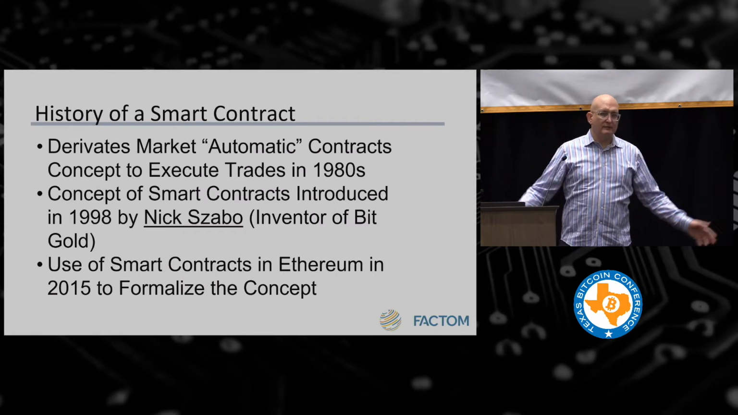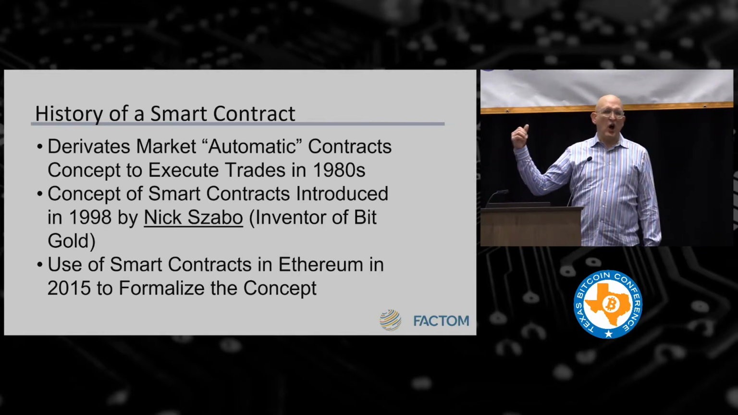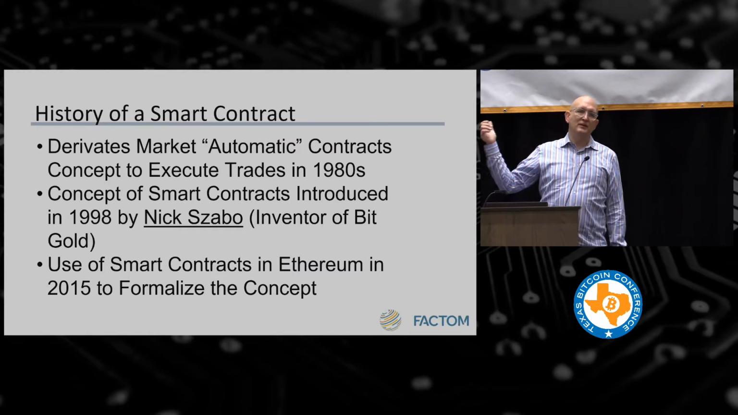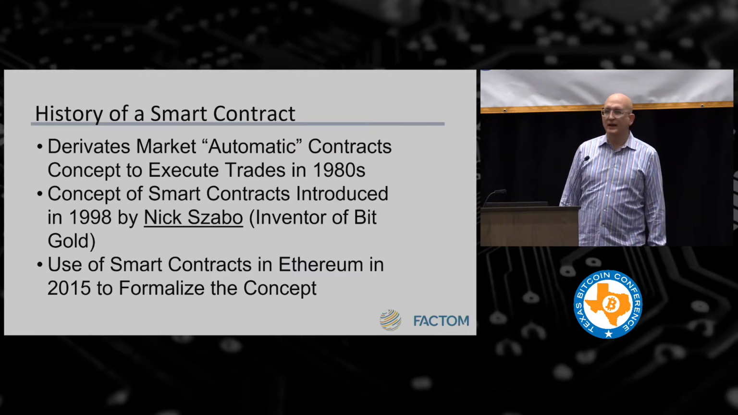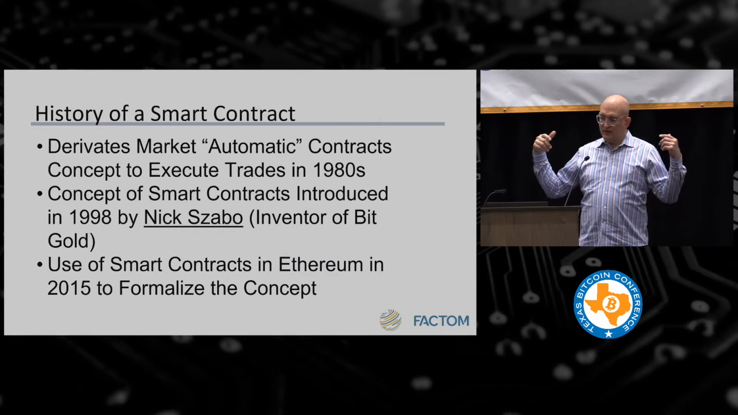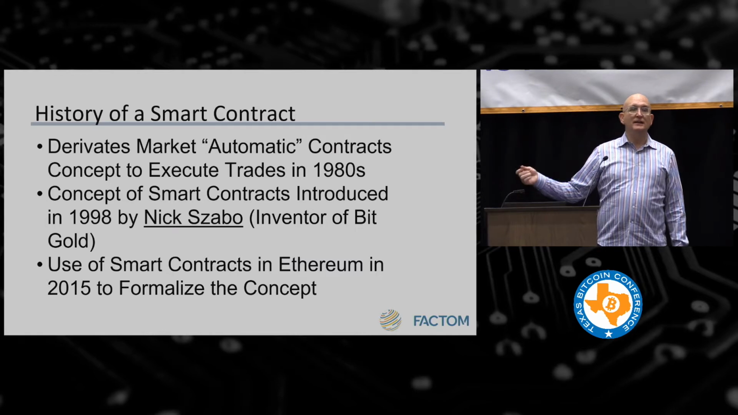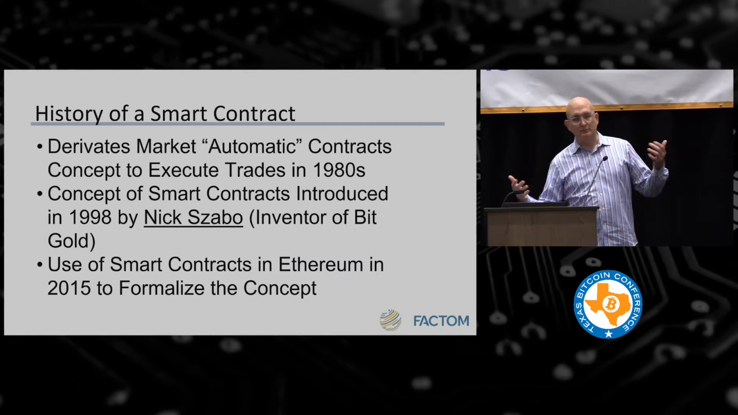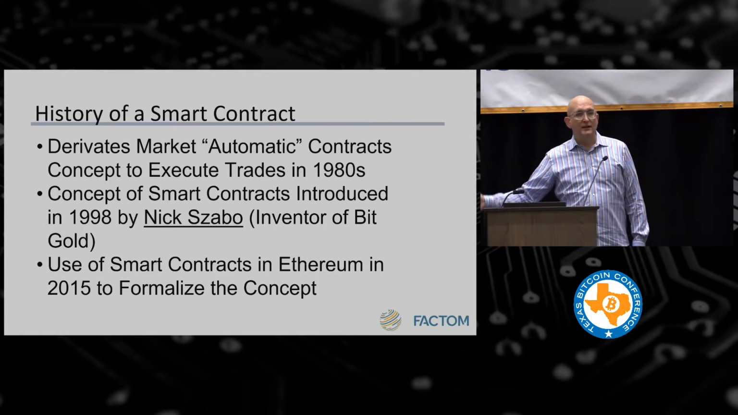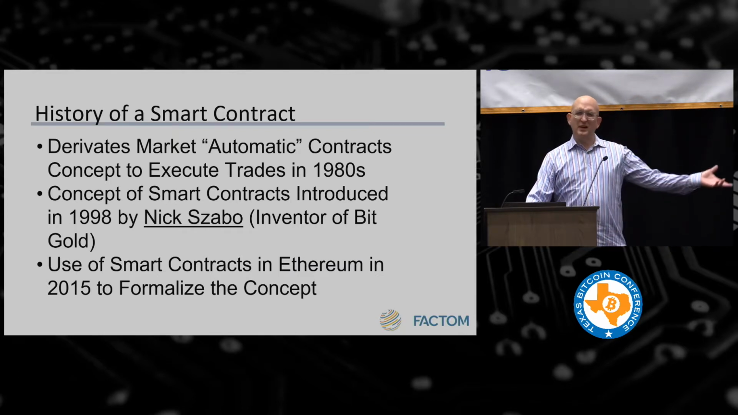Just a quick history, just so you catch up. In the 80s, we had derivatives markets. We had these automatically executing derivatives contracts, which is really kind of the basis. Then Nick Szabo comes along in 1998 and starts to have the concept of the contract, as it were, when he invents Bitcoin Gold, and the idea that there are these puzzles that you solve, and anyway, how the gold is delivered. So he really creates it there. And then in 2015, we have kind of the formalization as it comes out in Ethereum.